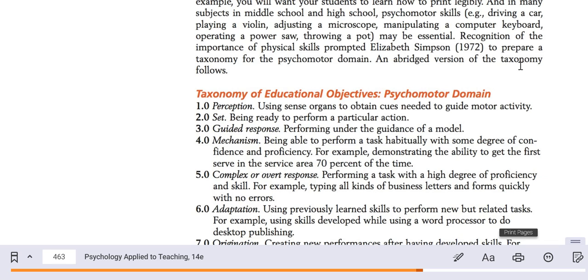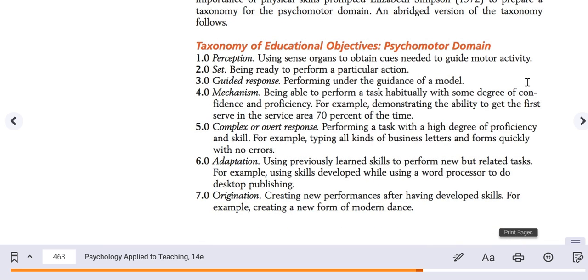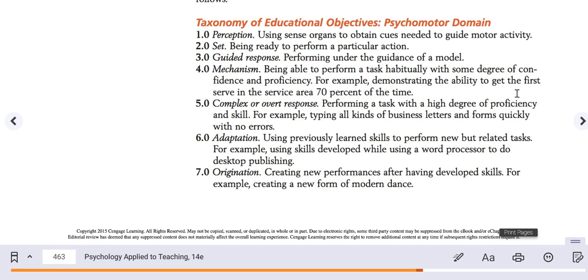For example, demonstrating the ability to get the first serve in the service area 70% of the time. Complex or overt response: performing a task with a high degree of proficiency and skill. For example, typing all kinds of business letters and forms quickly with no errors. Adaptation: using previously learned skills to perform new but related tasks. For example, using skills developed while using a word processor to do desktop publishing. Organization: creating new performances after having developed skills. For example, creating a new form of modern dance.